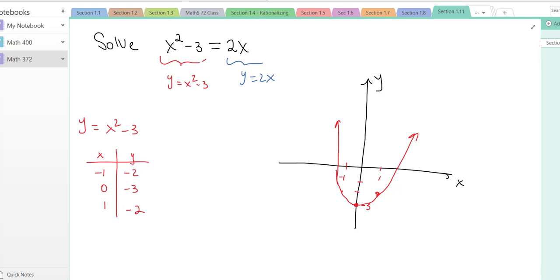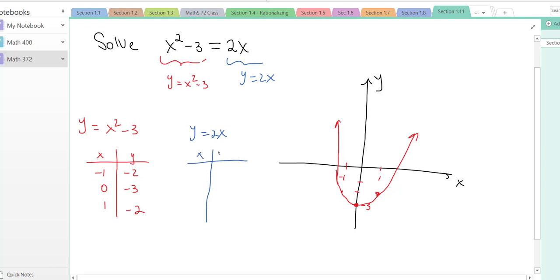Now, what about y equals 2x? That's a line with slope of 2. Our y-intercept is when we let x be 0, so when x is 0, you get 0. And for the slope, I don't need a table of values. The slope m is 2, which means 2 over 1, the rise and the run.